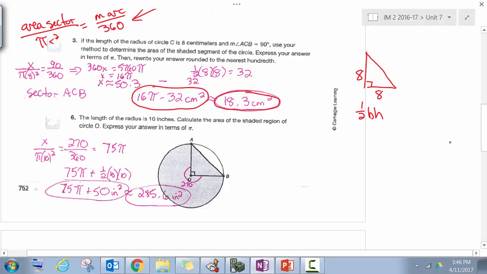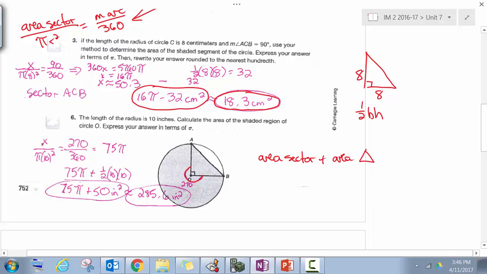Length of the radius is 10 inches. Calculate the area of the shaded region of circle O. So now we're going to do something different. We're going to look this way and then add on the triangle. So we're going to do the area of the big sector plus the area of the triangle, because that adds up to the shaded area.